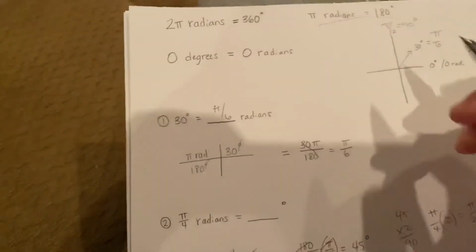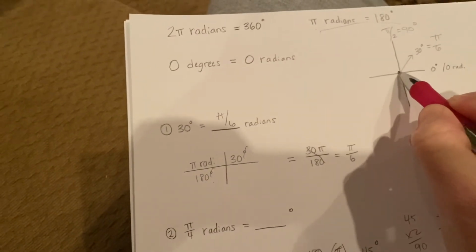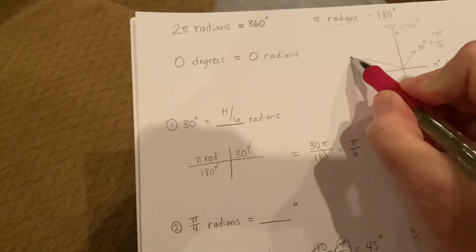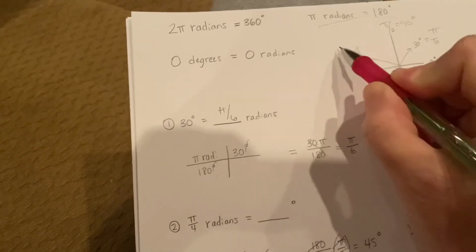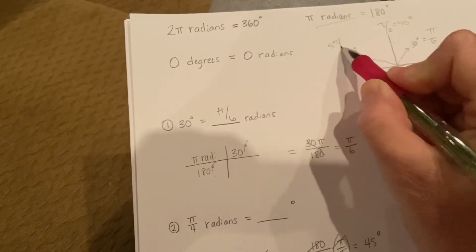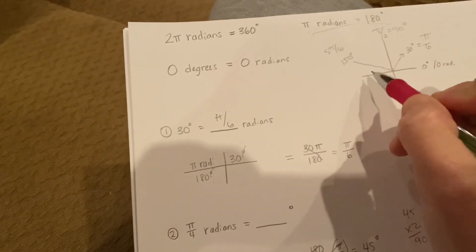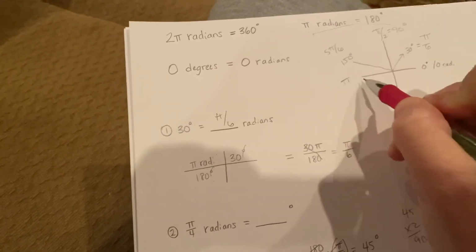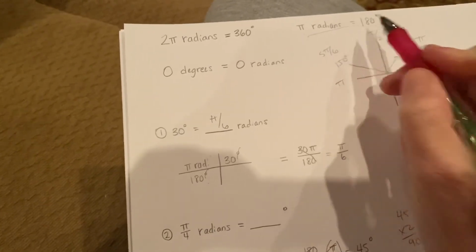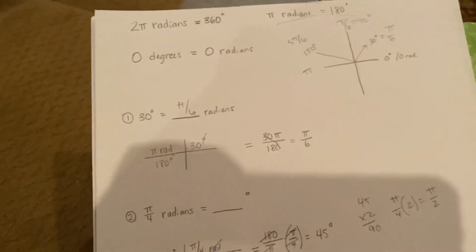So that angle would be about right here. So this is 150 degrees, or we just found out it was 5 pi over 6. Because if I added another pi over 6, I would be at 6 pi over 6, which is back to my pi is 180.